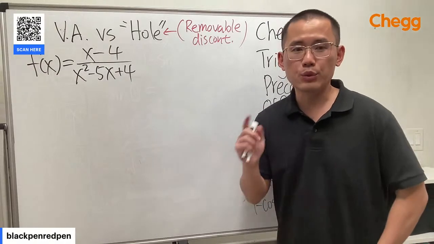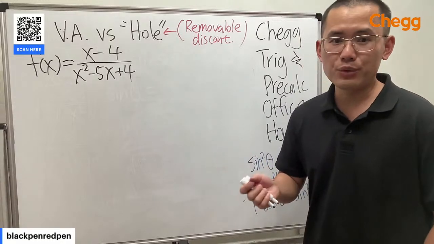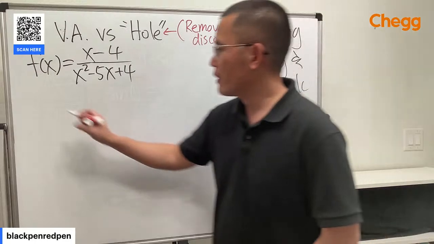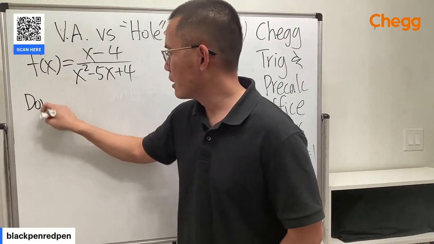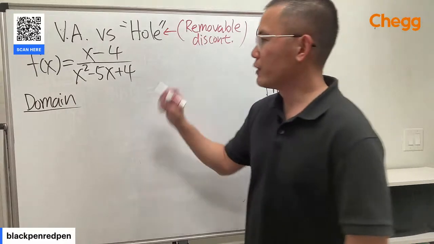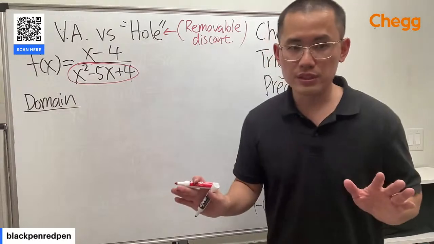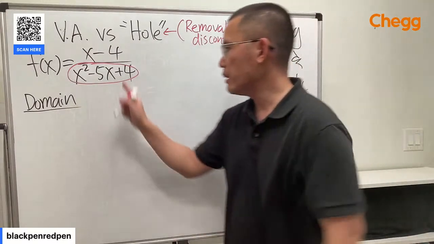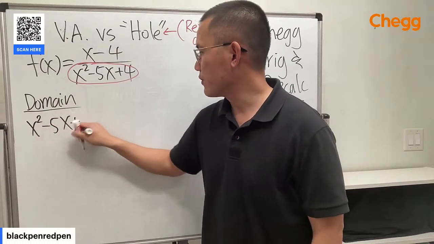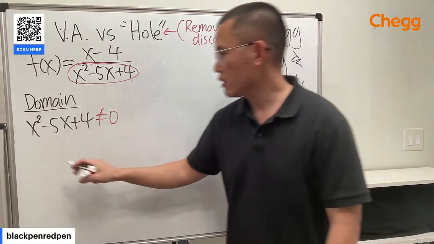So here is the deal. There are 3 parts that you really have to know, not just the vertical asymptote and the hole. In fact, there's also the domain. Firstly, I'm going to tell you guys about the domain. For the domain of a rational function, you have to make sure that the denominator is not equal to 0. So you should right away put x squared minus 5x plus 4 not equal to 0.